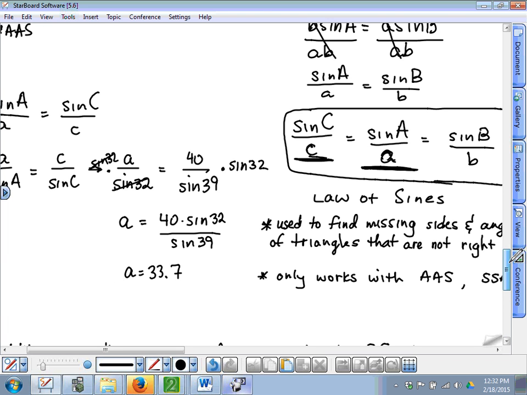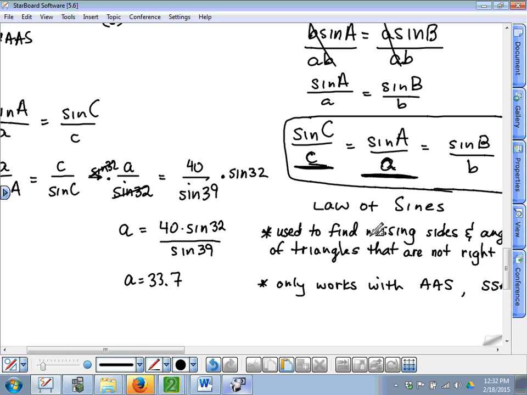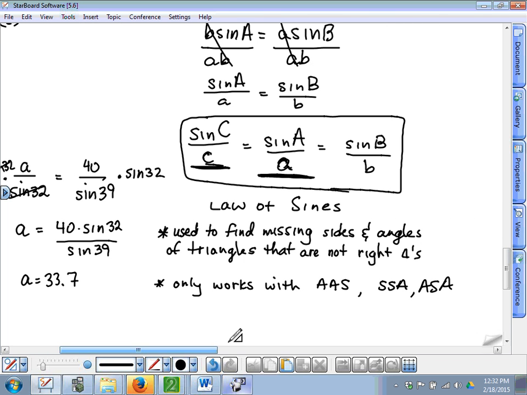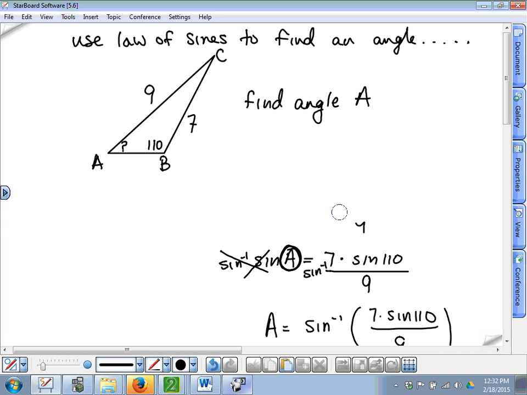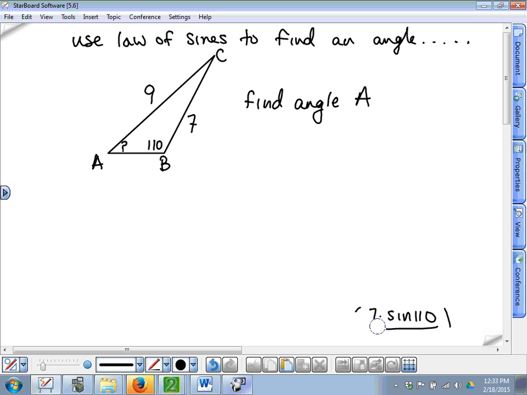Here's what. The law of sines can be used to find missing sides and angles. We haven't found any missing angles. It's just a third page. Sorry, I know this is a pretty long lesson, but it is what it is. So here's how you can use law of sines to find a missing angle.